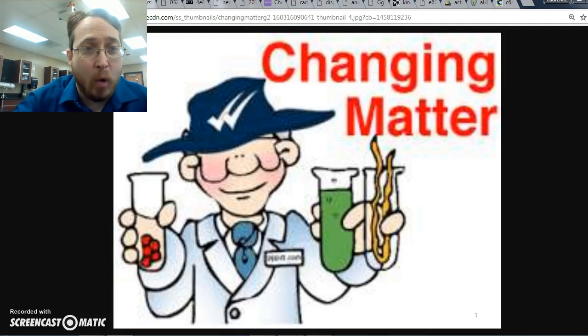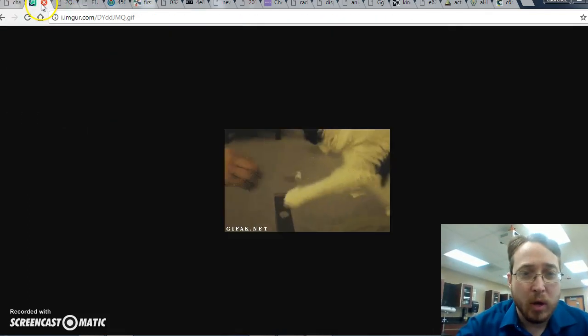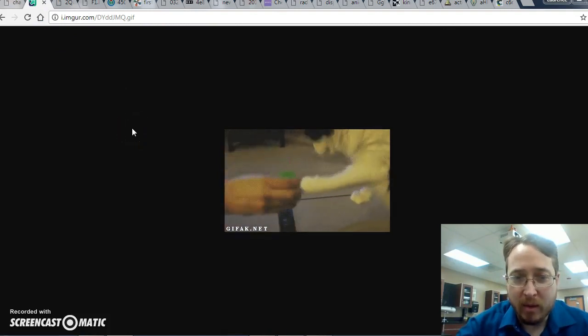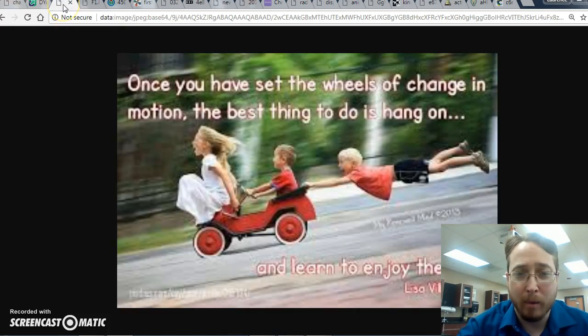So we have to discuss how matter can change. Well, there are a few ways that matter can change. One, you can change the position of matter. This cat likes to change the position of matter. It's here, now it's there, now it's there. Okay, good job, kitty. Matter position has changed.